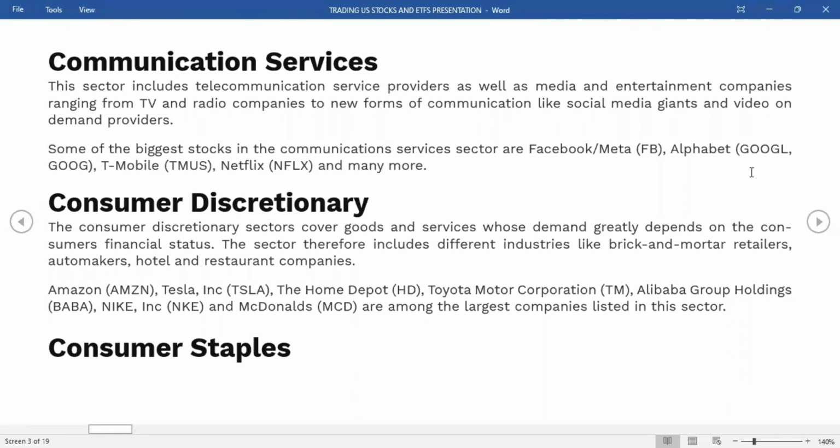We also have consumer discretionary. The consumer discretionary sector covers goods and services whose demand greatly depends on the consumer's financial status. These are products that if I'm not doing well financially, I'll not buy. The consumer decides, okay, should we eat or should we buy this other product? So that's why they're called consumer discretionary products.